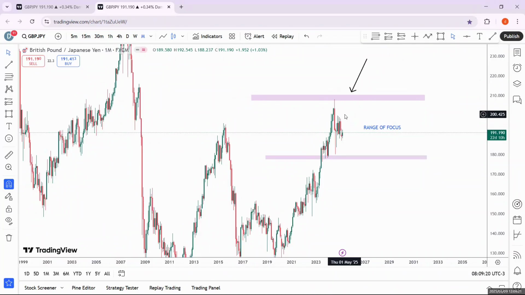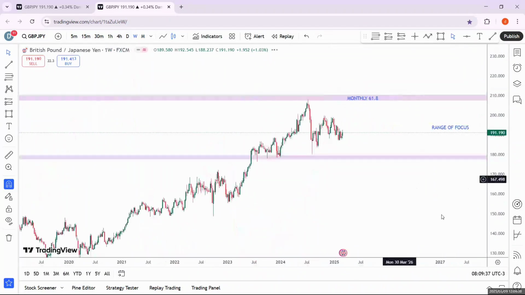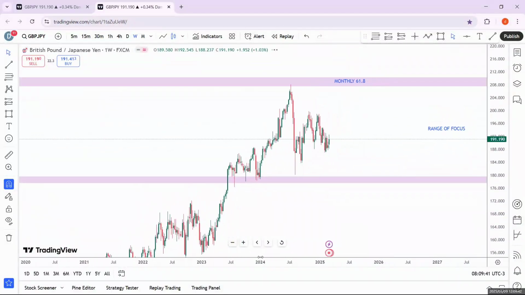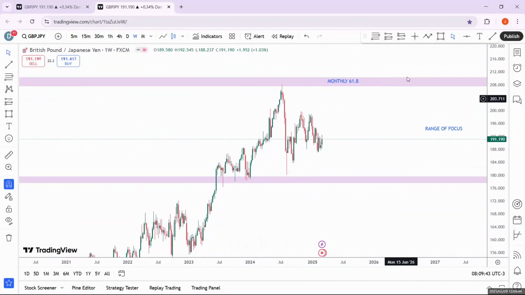So what did we do after finding out the second touch of the 61.8? We identified the last higher low right here, and we identified the highest level right here, and we identified this window as our range of focus. Okay, so now this range of focus, we are taking it to the weekly time frame to look for an opportunity within this range of focus. How are we going to see this opportunity? We are going to read the structures right here. So what are the structures within our range of focus?